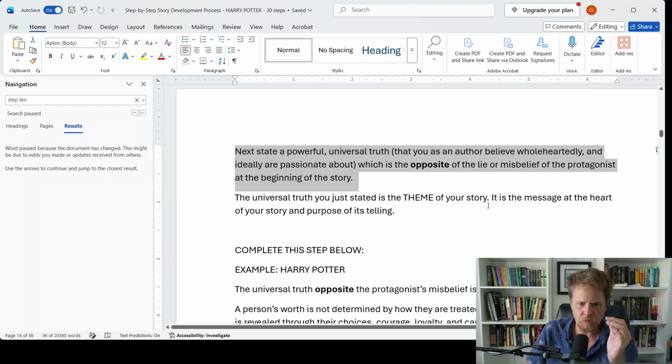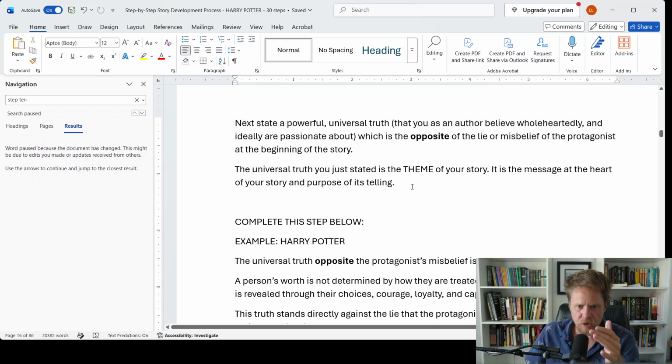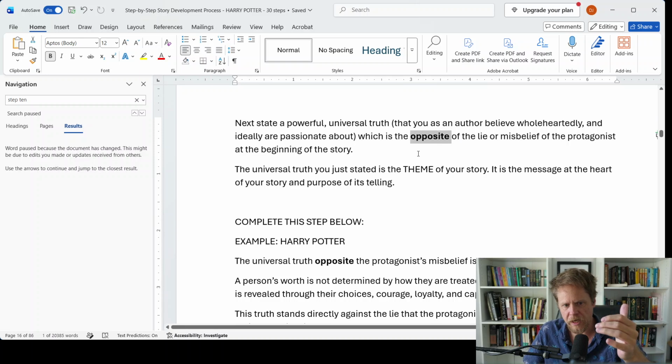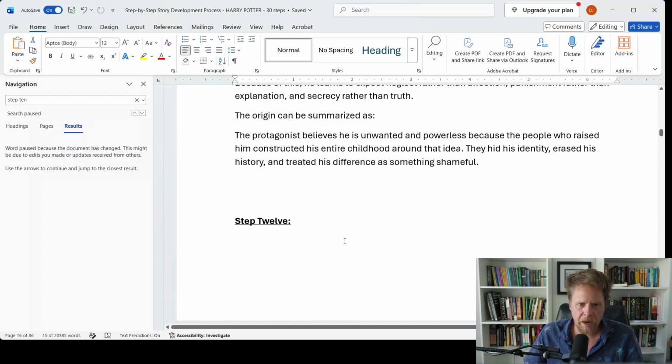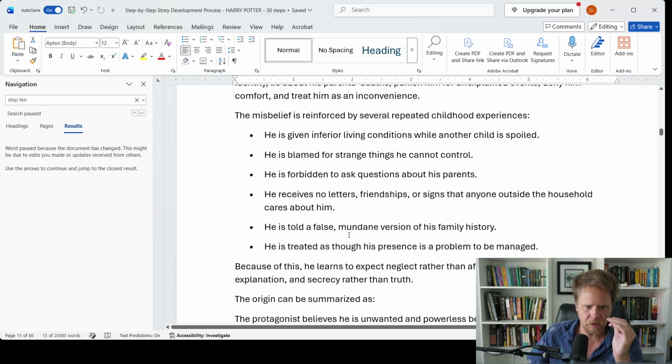Okay, so the universal truth that you just stated, which is the opposite of the lie or misbelief of the protagonist at the beginning of the story, is the theme of your story. It's the message at the heart of your story and the purpose of your telling your story. Okay, so let's go back and remind ourselves. Let's look at an example again.